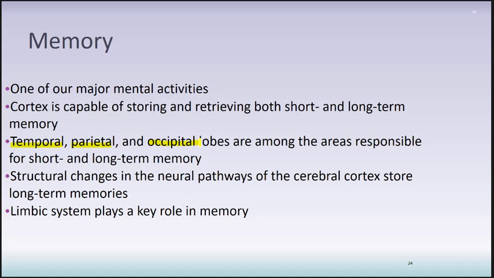There is also a connection between emotion and memory, and our limbic system also plays a key role in memory. It's thought that the reason we can store long-term memory is because of the existence of structural changes in the neural pathways of our cerebral cortex.